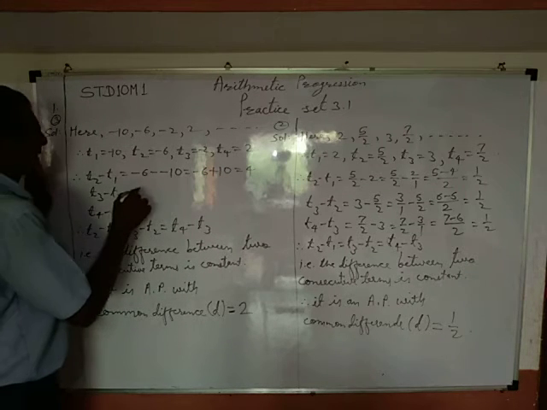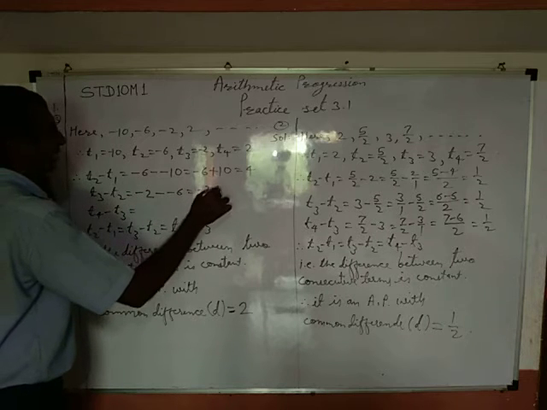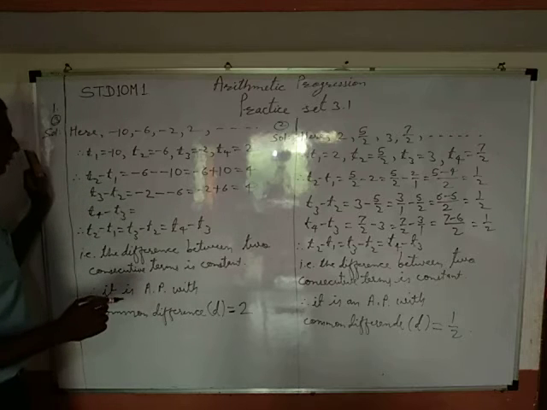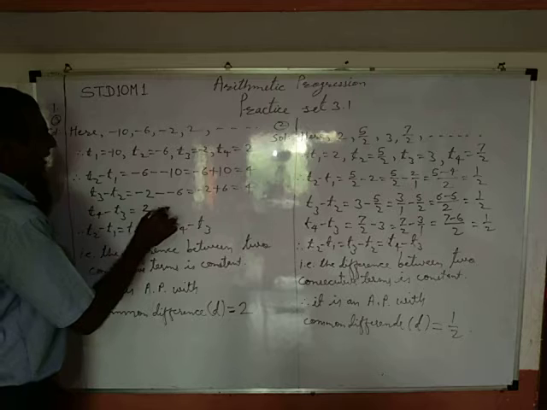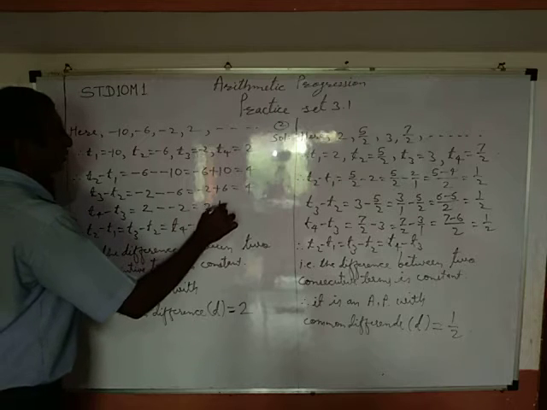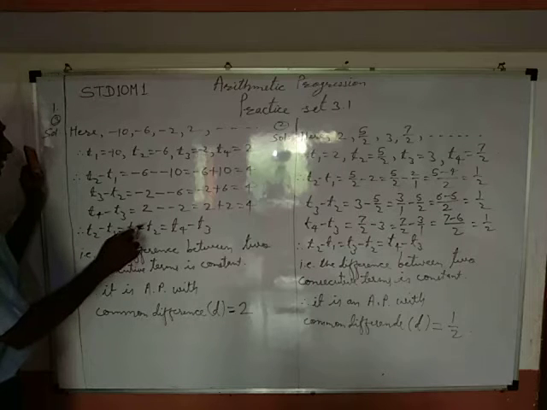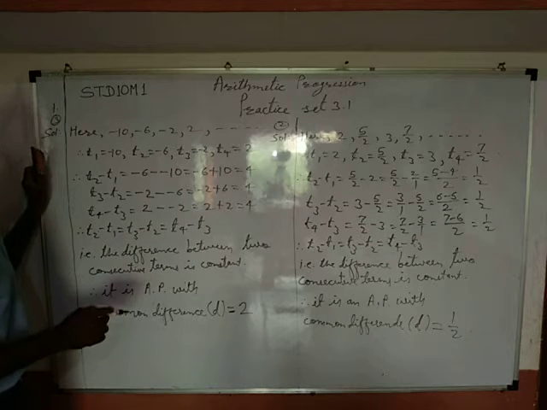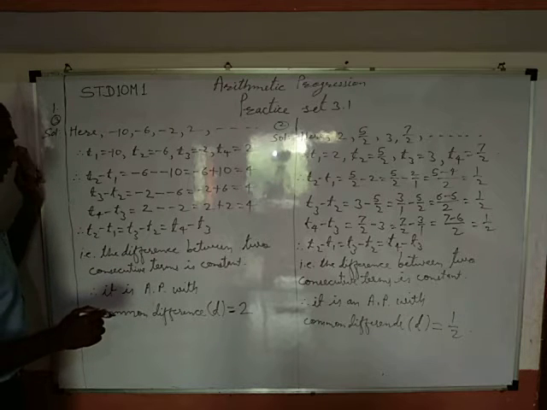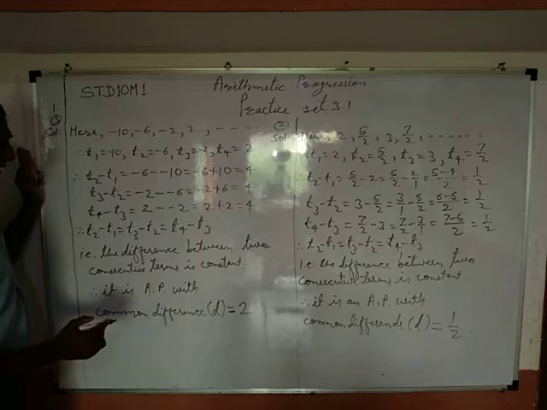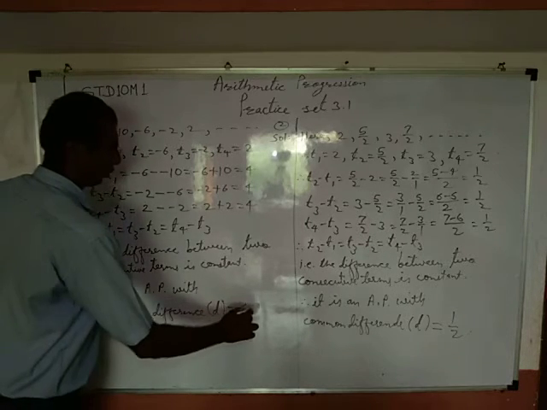T3 minus T2 equals -2 minus -6 equals -2 plus 6 equals 4. T4 minus T3 equals 2 minus -2 equals 2 plus 2 equals 4. And therefore T2 minus T1 equals T3 minus T2 equals T4 minus T3. That is the difference between two consecutive terms is constant. Therefore it is an AP with common difference. In this case common difference is 4.